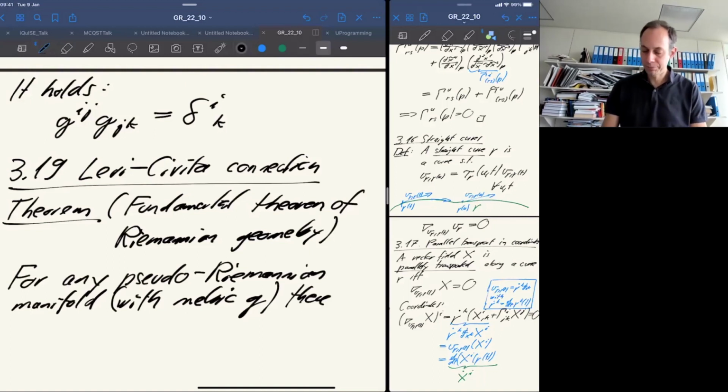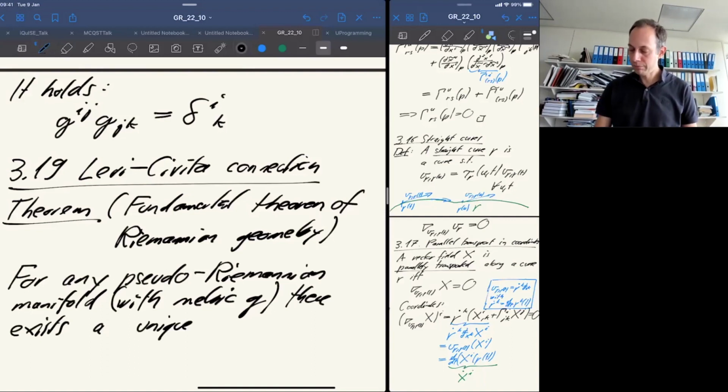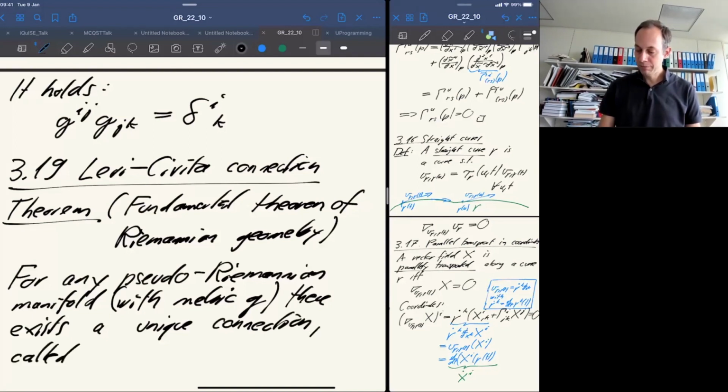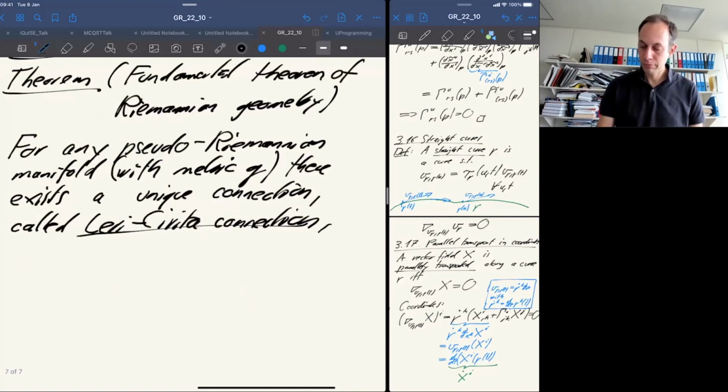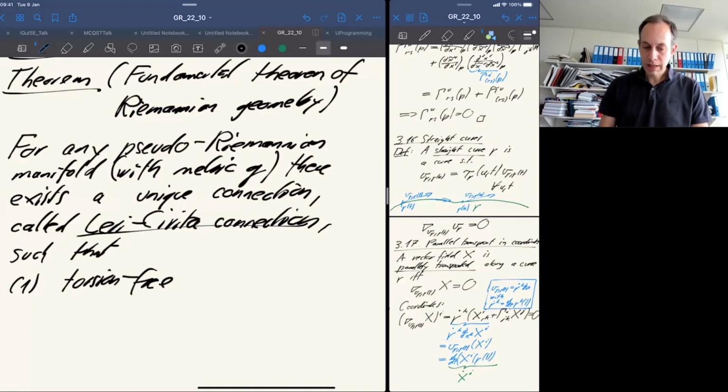There exists a unique connection called Levi-Civita connection, such that it's torsion-free and the parallel transport along any direction v of the metric gives 0.